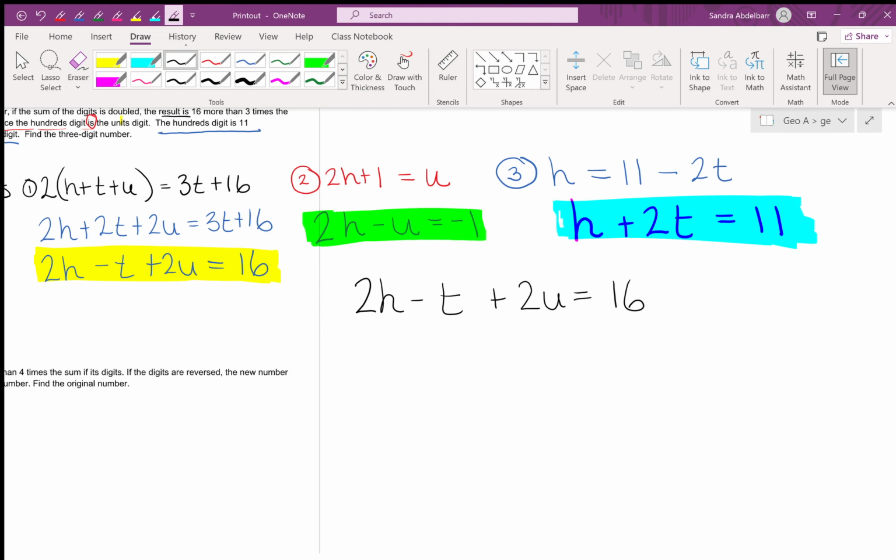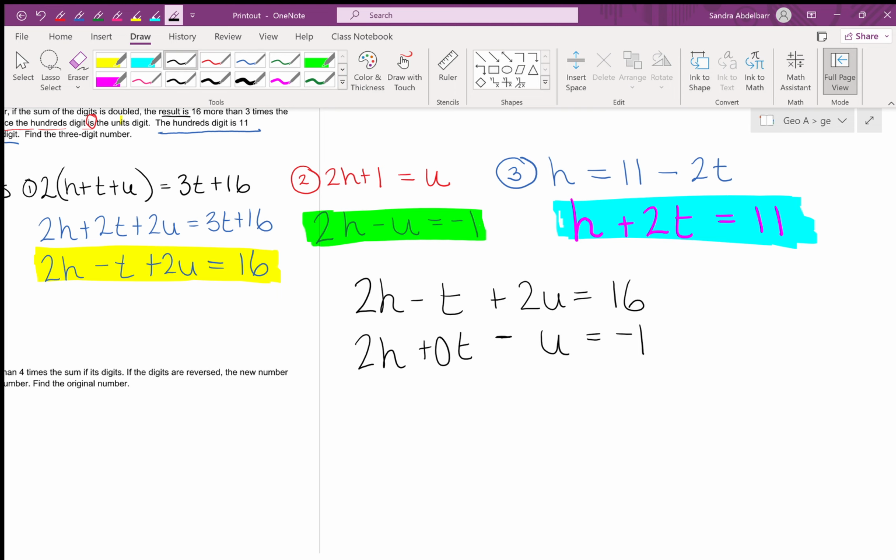Do I have any t term for the second one? So I'm just going to put 0t for that. So we have 2h plus 0t plus u equals negative 1. Was it a minus u? It was a minus u. Thank you.